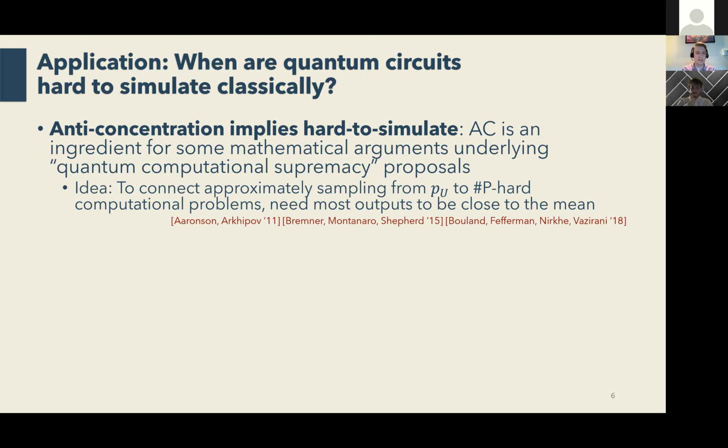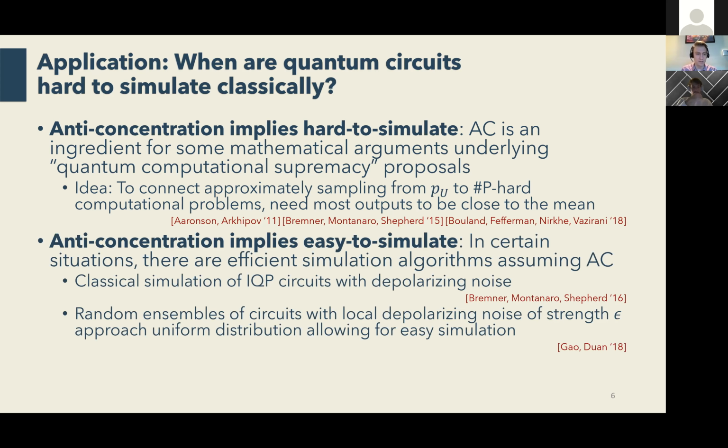The first one is that anti-concentration has been an ingredient of certain mathematical arguments that underlie these quantum computational supremacy proposals. So the idea there is you want to show that sampling from the output distributions of these quantum circuits is hard, and anti-concentration has been one of several ingredients to prove that fact under certain circumstances. This is converse to another reason to care about anti-concentration, which is that in certain cases, it actually implies that quantum circuits are easy to simulate.